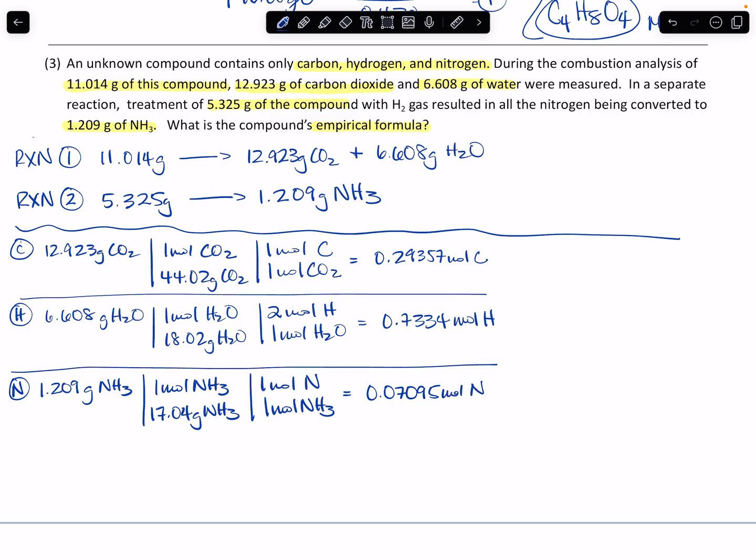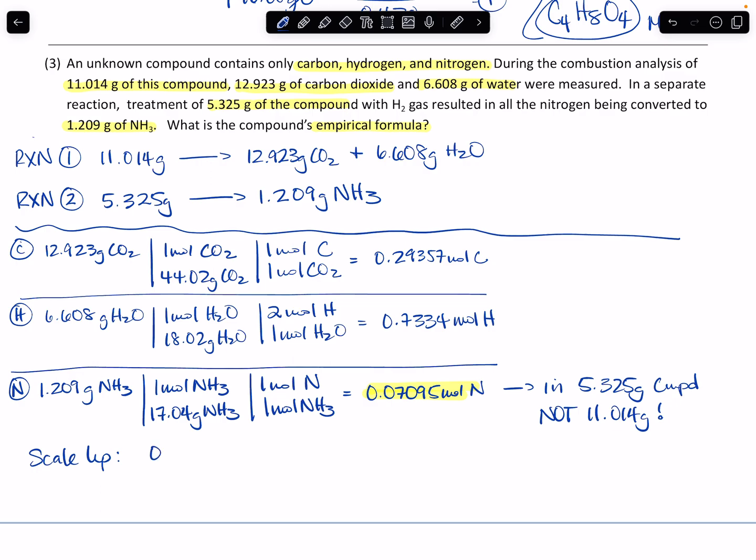The problem is this is in 5.325 grams of our compound, not 11.014 grams. So we can't compare this value with our values for carbon and hydrogen, because we didn't start with the same amount of our starting material. But that's okay. We just need to scale it up.